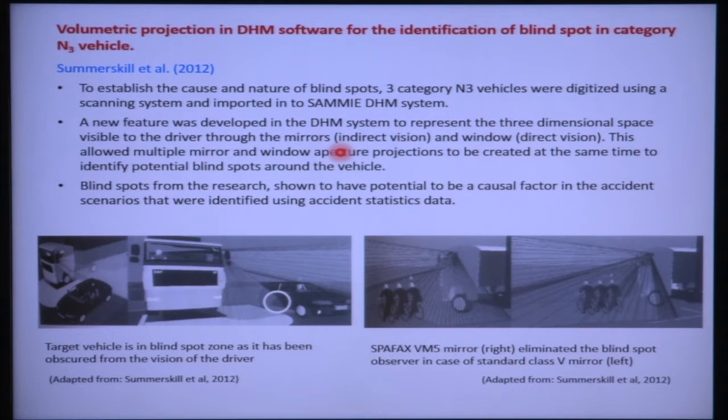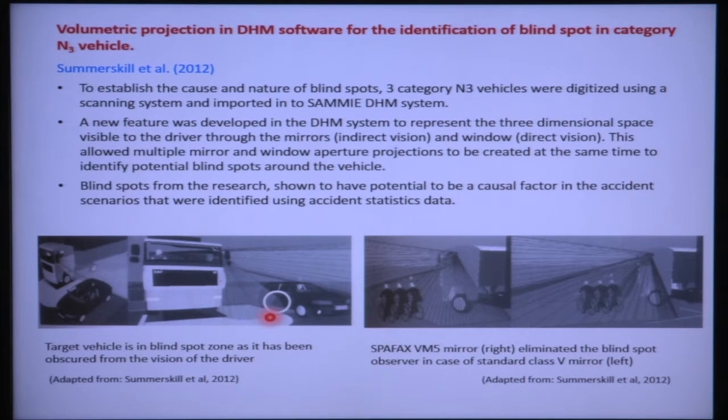So, while the driver is looking through the mirror, that is the indirect visibility, at the same time while the driver is looking through the windshield or cutout portion of the door, that is the direct visibility. So, while they are looking through the window or windshield, or the indirect vision through the mirror, which area is actually visible to the driver. For that purpose they created volumetric projection. From the mirror, a volume is projected, and that projected area indicates which areas are actually visible to the driver.